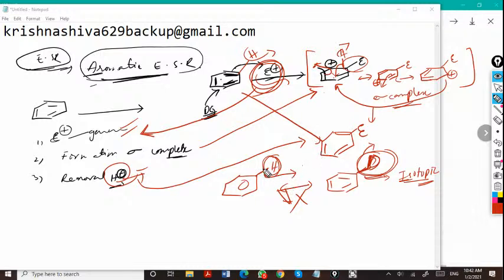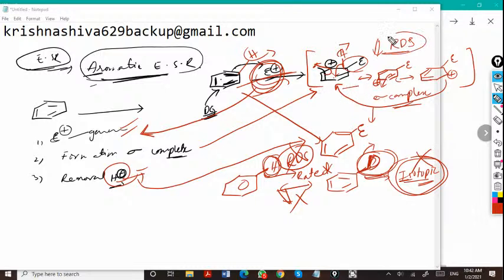This is because the breakage of the CH bond is not the slowest step, not the rate determining step. CH bond breakage will not be the rate determining step, so it will not give any isotopic effect. The rate determining step is the formation of the sigma complex, where only electrophile attachment and sigma complex formation is the slowest process, and CH bond breakage is not the slowest process.